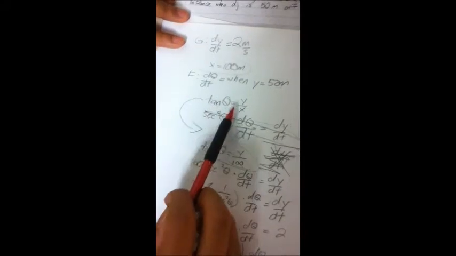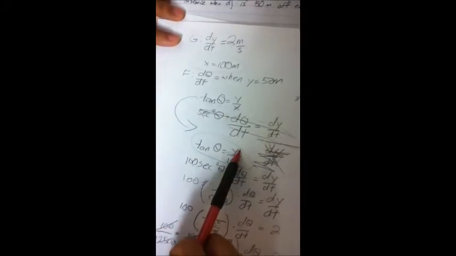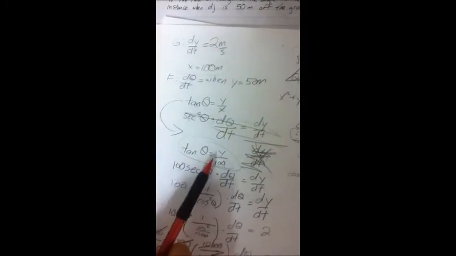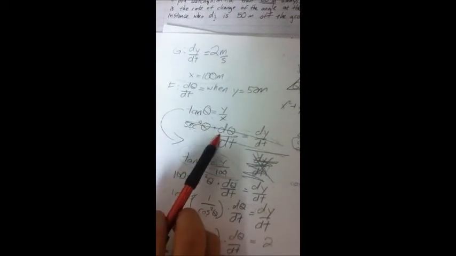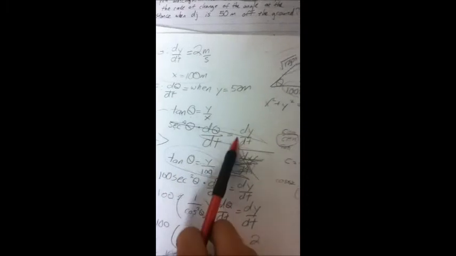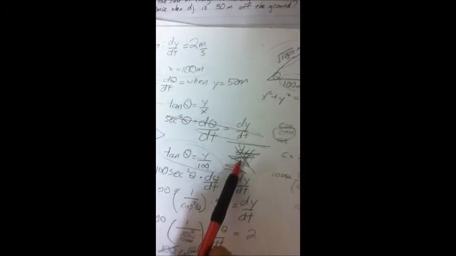The equation you'd use to solve this would be tangent theta equals y over x. To find all the numbers, you'd use the Pythagorean theorem in this triangle, which I've already drawn out: x squared plus y squared equals z squared. That's easy enough. Going back to tangent theta, when you differentiate it, you get secant squared theta times d theta/dt, which equals dy/dt over dx/dt, which I've already crossed out because there's no possible way of figuring out what dx/dt is.